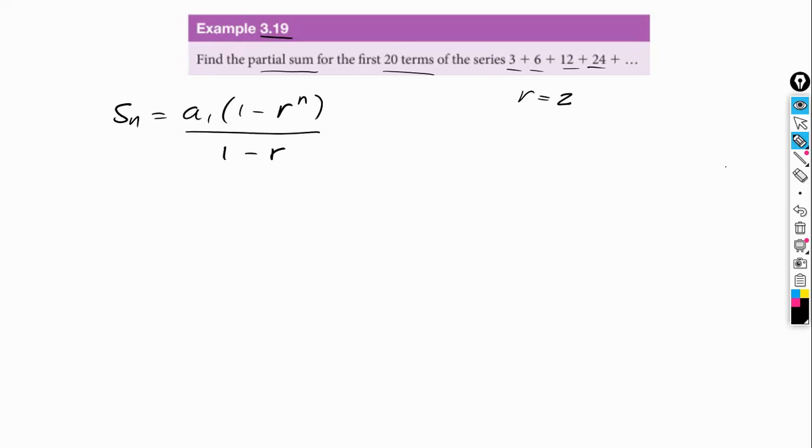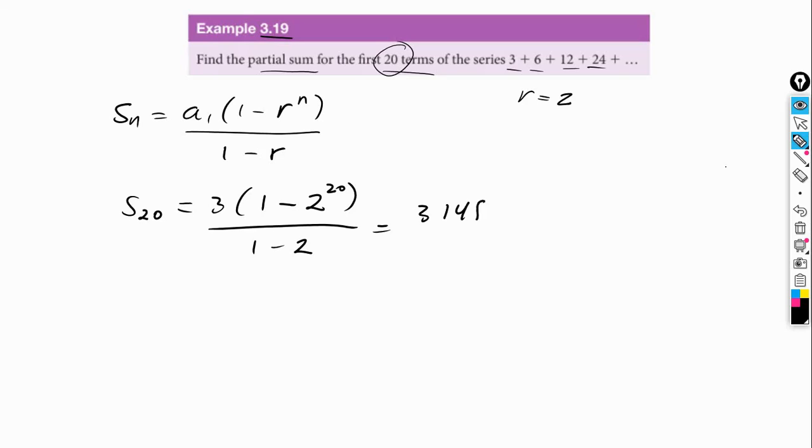So we have the common ratio, we have the first term, and they want us to find the first 20 terms. So that would mean the sum of the first 20 terms is going to equal 3 times 1 minus 2 to the power of 20, over 1 minus 2. And notice that if we plug it in the calculator, it's going to give us 3,145,725.